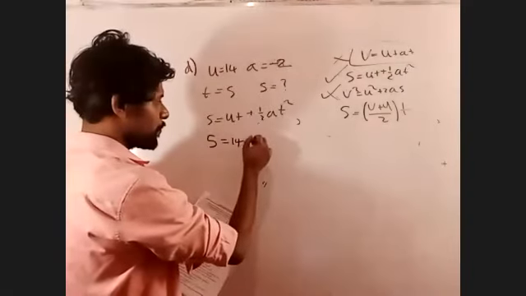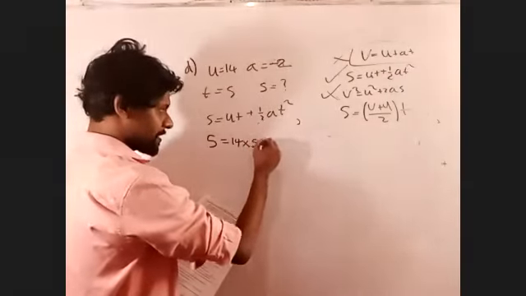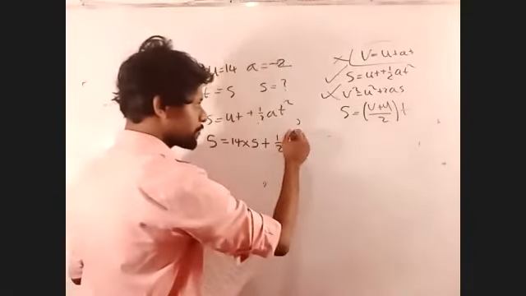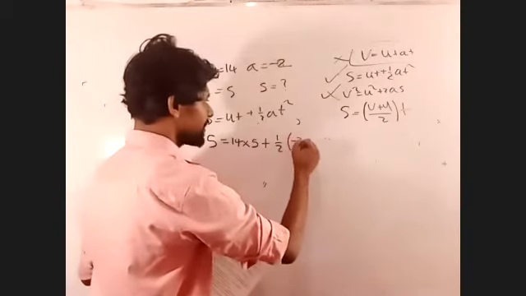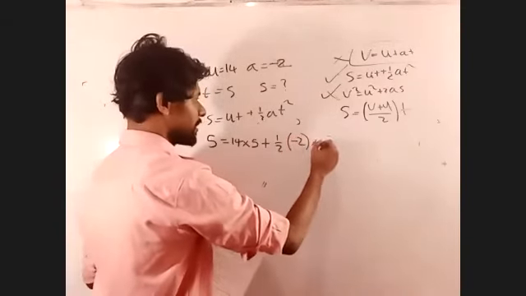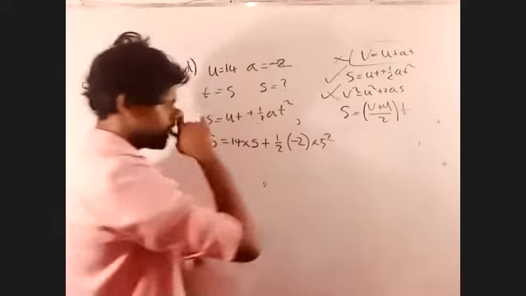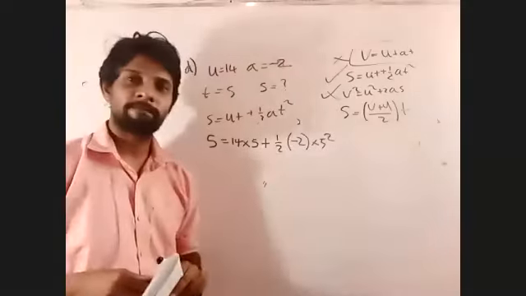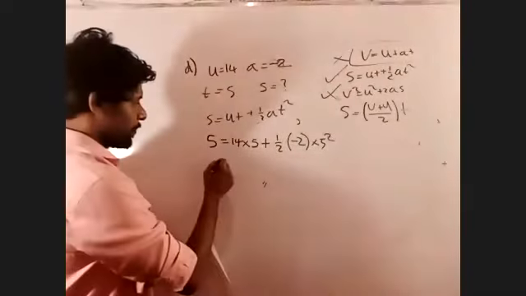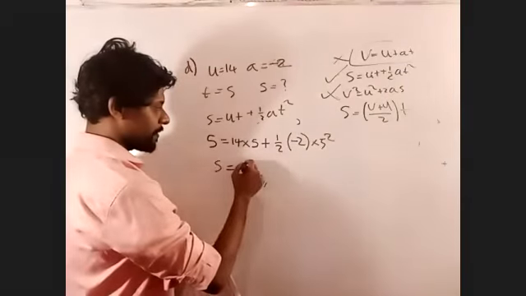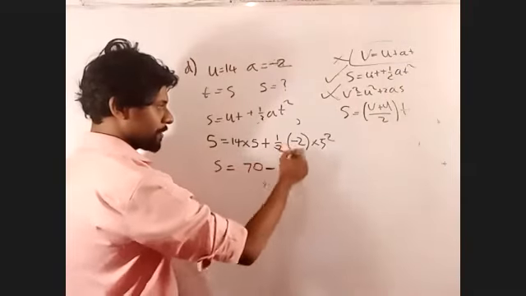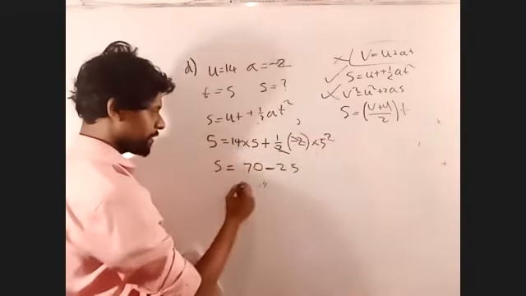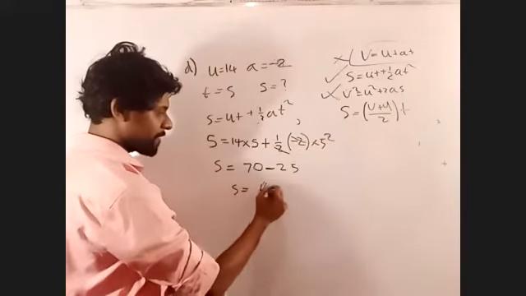14 times 5, and plus half. And a is the minus value, so you have to write that in a bracket with the minus 2. And time is 5 squared again, because this is a negative factor. 14 times 5 is going to be 70. And this is overall going to be negative now. Negative 25. When you subtract, your displacement is 45 meters.